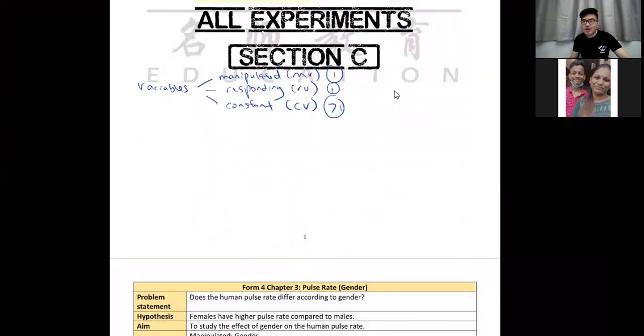Okay, you do experiments all the time. For example, you're trying out a new dish. Your mom is cooking something new. She doesn't know whether adding more salt tastes better or adding less salt tastes better. So she will cook it twice. What's the MV? What is the thing that she changed? One, she used less salt. One, she used more salt. Salt is the MV. What's the RV? How delicious it is. That's the responding, or see which one you like more.